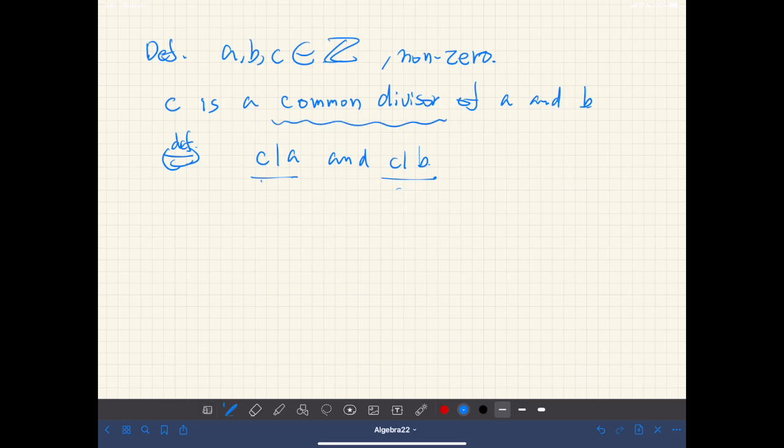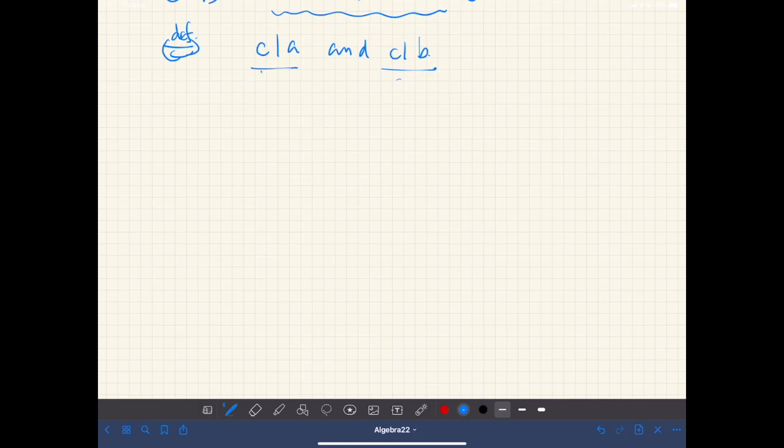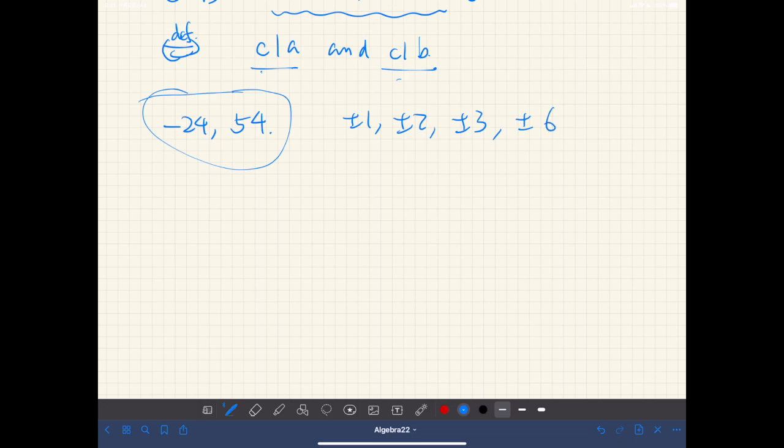Let's see an example. Consider negative 24 and 54. Then if we try to find the common divisors of these two numbers, we find plus minus 1, plus minus 2, plus minus 3, and plus minus 6. And there are no other common divisors. And you should note that these divisors all divide 6. Right? 1 divides 6, 2 divides 6, 3 divides 6.